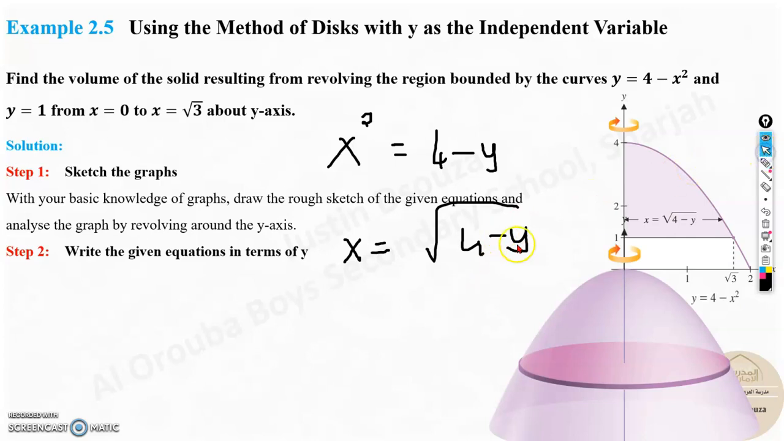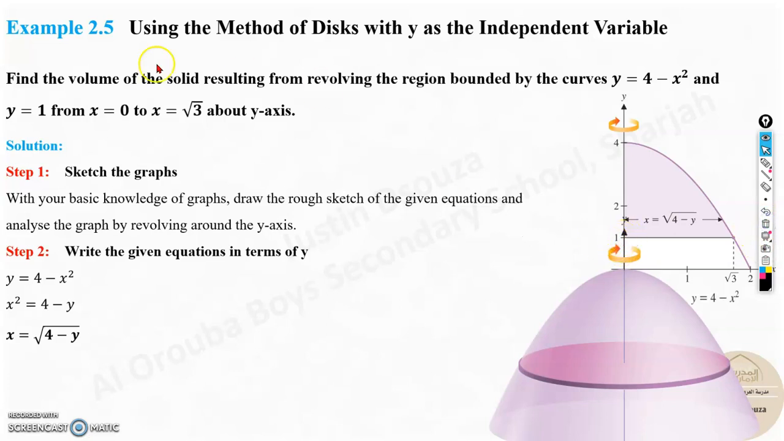So when you're writing in terms of y, that means x at one side and equal to all the terms at the other side. So this is it. This is the given equation, so rearrange and write it like this. Now you need to find the limits. If you have drawn the graph, you can easily understand the y limit. It starts from 1. One limit is already given.